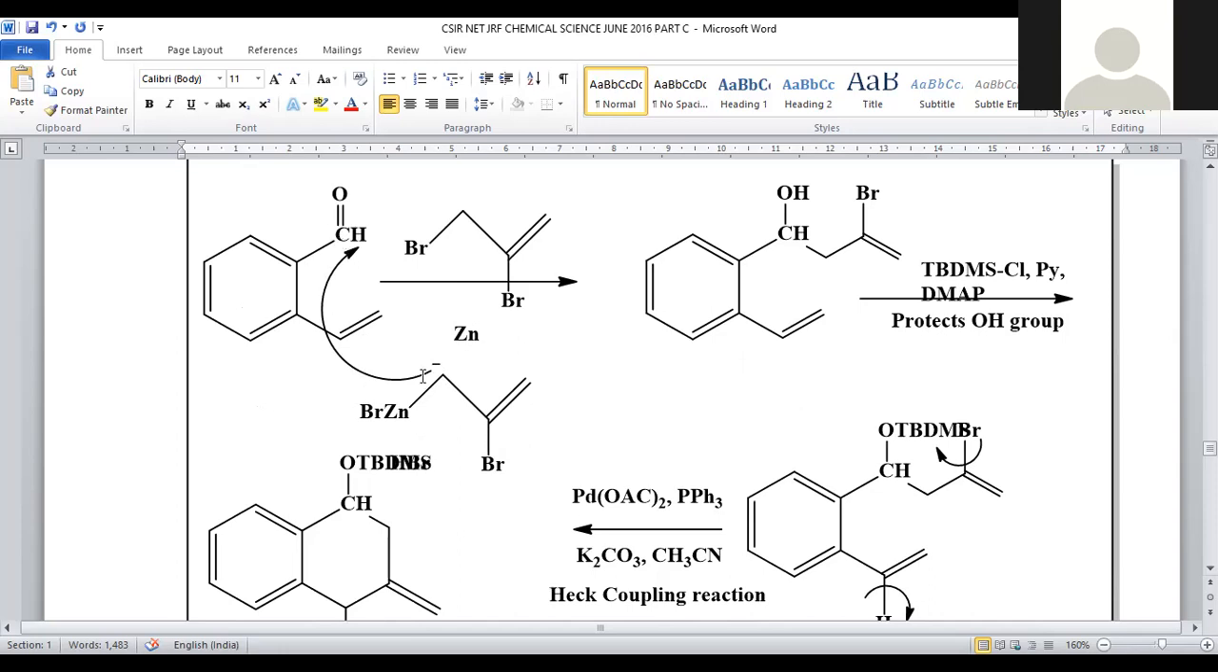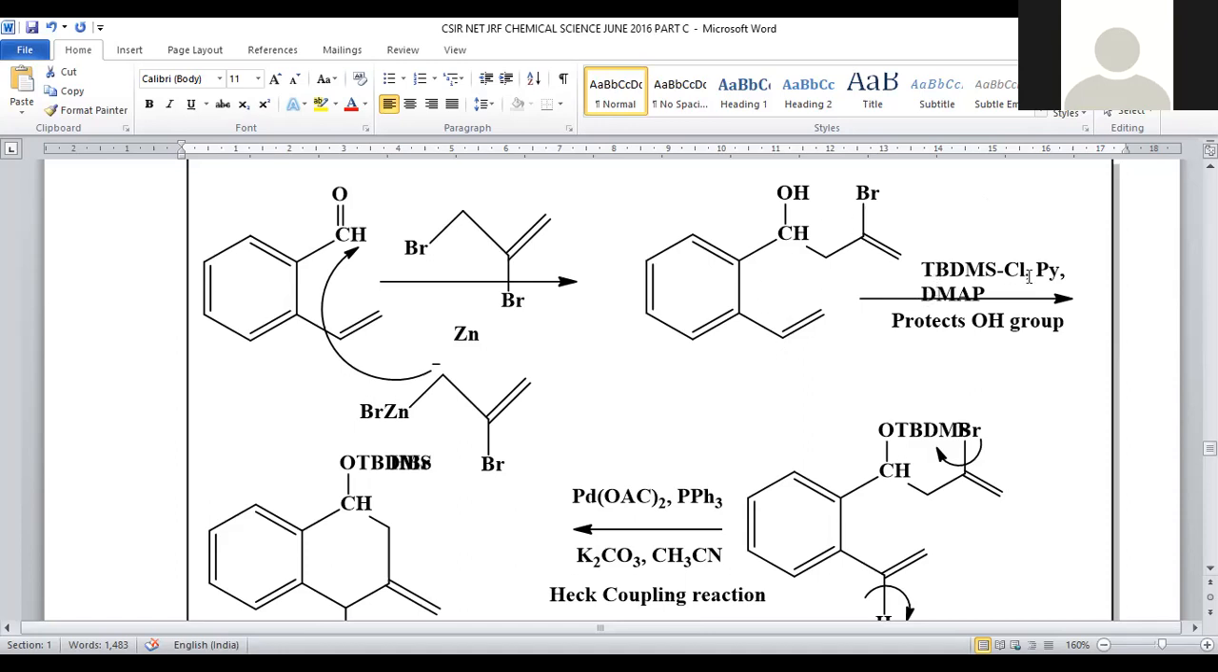Whenever this is formed, it will be attached to the carbonyl center, and there is a formation of a new carbon-carbon bond. At the terminal center we have a double bond, and one of the bromo groups is left as such. Here we remove the other bromo functional group from the center, right? So this is compound A. Compound A is obtained.